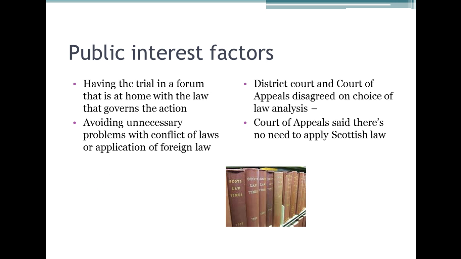So those were the private interest factors. And the public interest factors are having the trial in a forum that is at home with the law that governs the action, and avoiding unnecessary problems with conflicts of laws or the application of foreign law. And there's this sort of dread of an American court having to apply foreign law, because it involves experts coming over and testifying about what the law is, etc.